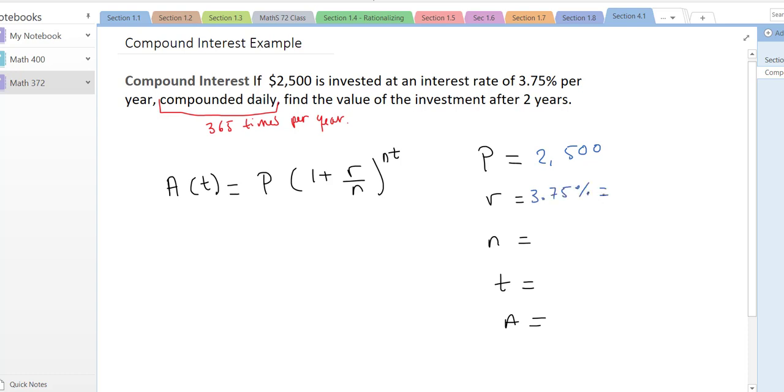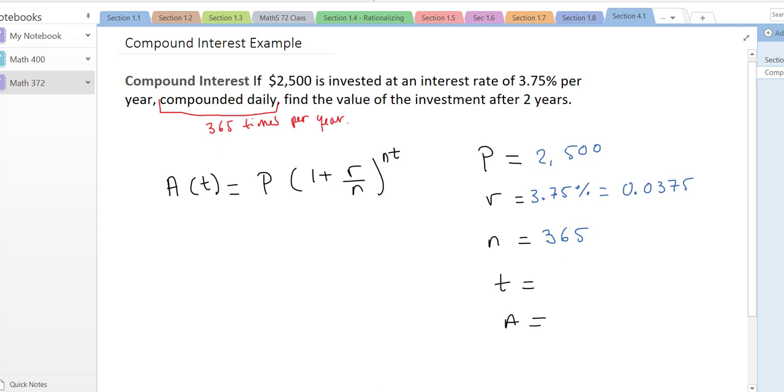3.75%, and make sure that you change this to a decimal. So 3.75% means 3.75 divided by 100. So just move the decimal place over to the left two. So 0.0375. And it's the number of times we're compounding in a year. It says compounded daily, so the number of times we're compounding this is 365.